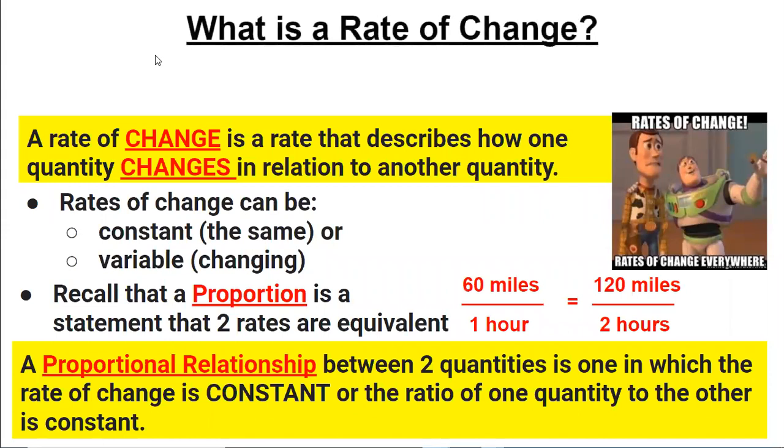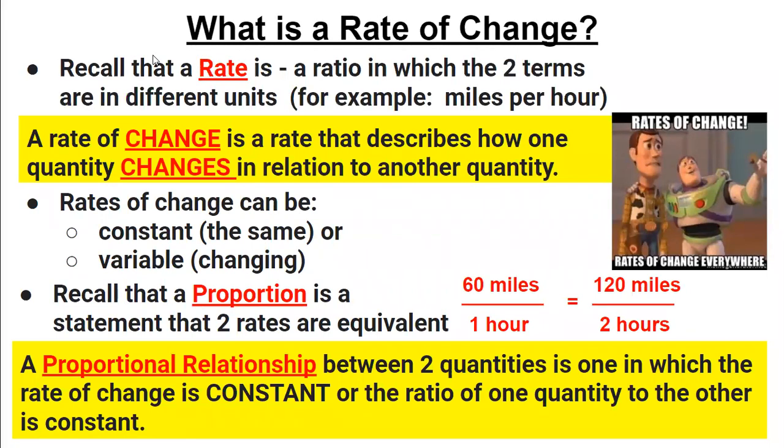Okay. What is a rate of change? Recall that a rate is a ratio in which the two terms are in different units. For example, miles per hour. So a rate of change, this is from previous lesson 4.1. If you need review on that, you can go back to 4.1 as well and check that out. A rate of change is a rate that describes how one quantity changes in relation to another quantity. Rates of change can be constant, that means they're the same, or they can be variable. Variable means changing. Have you ever heard of a variable in an equation? It's a letter, right? It means the number can change.